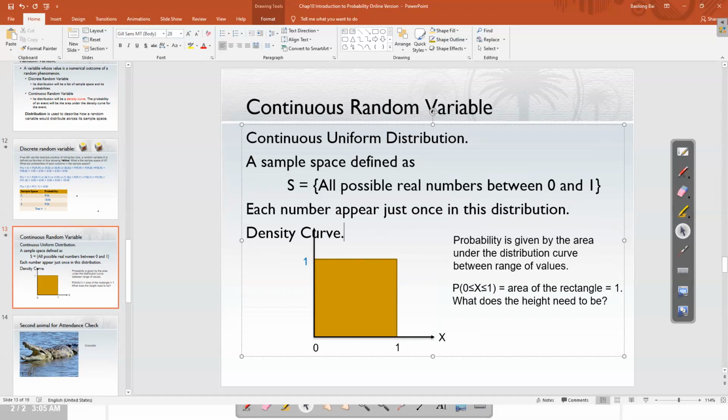Then how do I draw a density curve? A density curve has 2 axes. So you're going to draw an x-axis here and a y-axis here. The x-axis is the variable we're describing, that's just x. And the y-axis, actually, it's about the probability of x.